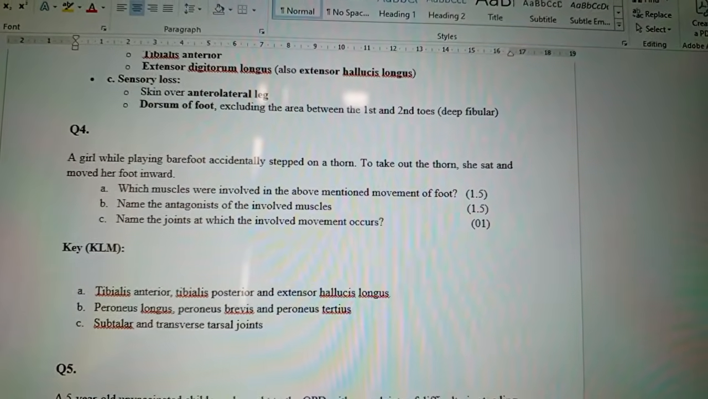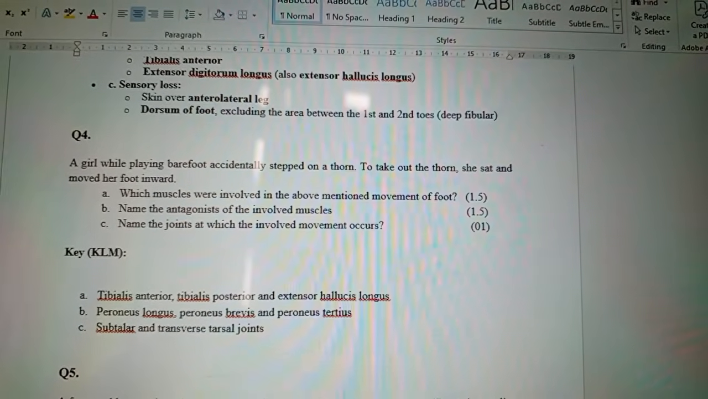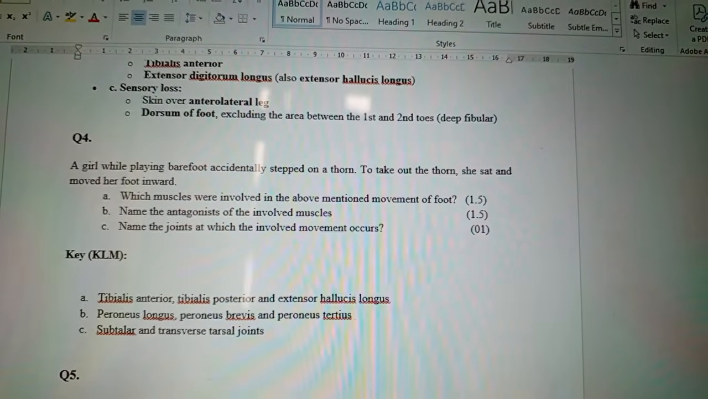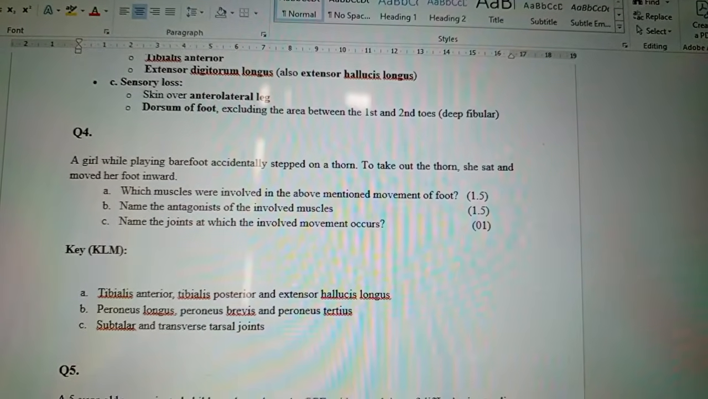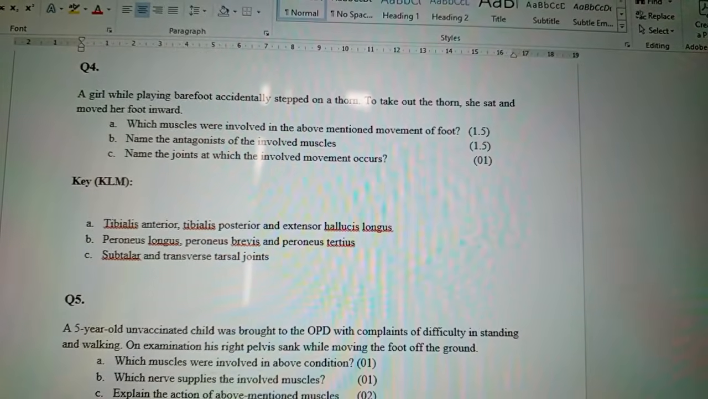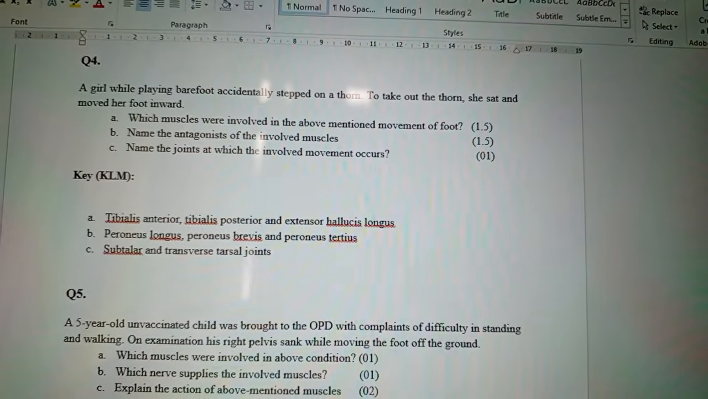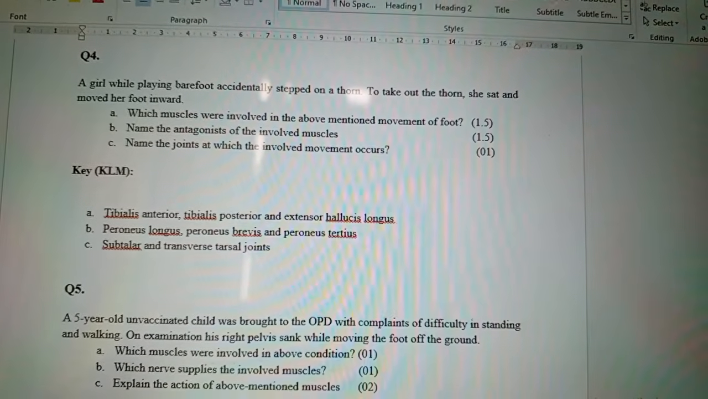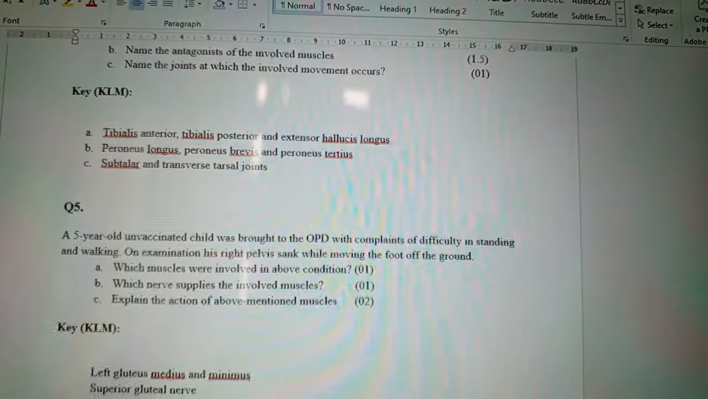Question number 4 is, a girl while playing barefoot accidentally stepped on a thorn. To take out the thorn, she sat and moved her foot inward. Which muscles were involved in the above mentioned movement of the foot? Name the antagonist of the involved muscles. Name the joints at which the involved movement occurs. So the muscles are tibialis anterior, tibialis posterior, and extensor hallucis longus. And the antagonist muscles are peroneus longus, peroneus brevis, and peroneus tertius, and the joints at which this movement takes place are the subtalar and transverse tarsal joints.